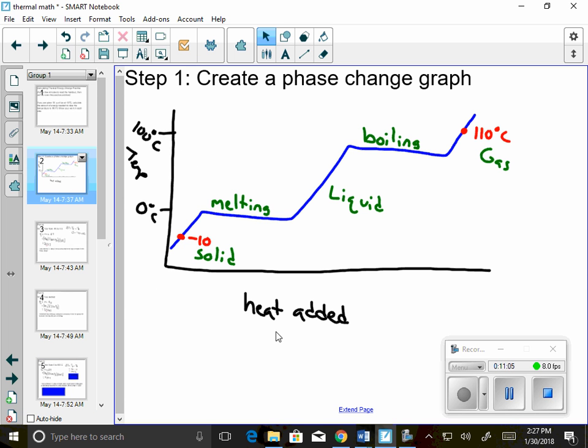So we have done 3 steps. Energy to go from a solid at negative 10 degrees Celsius to 0 degrees Celsius. Energy to melt that solid to turn it into a liquid. And energy to heat up that liquid from 0 to 100. Our 4th step is the energy needed to boil, to turn that liquid into a gas. So we're solving for this plateau.